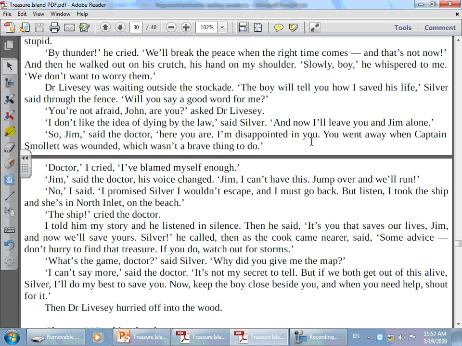So now, let's explain what was happening, guys. Dr. Livesey was talking to Jim through the fence, and Long John Silver told him, I saved Jim's life. Tell him, Jim, and say something good about me. So the doctor was blaming Jim Hawkins for leaving and for deserting the stockade. He told him, I felt disappointed in you. Why did Dr. Livesey feel disappointed? Because Jim Hawkins deserted the stockade, especially when Captain Smollett was wounded, which wasn't a brave thing to do. That's why he was blaming him. Let's continue.